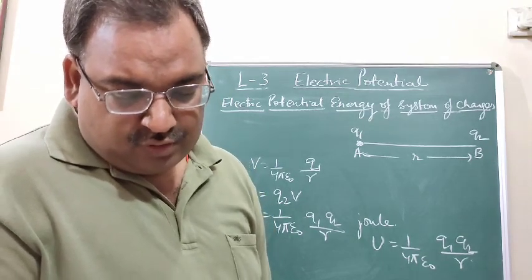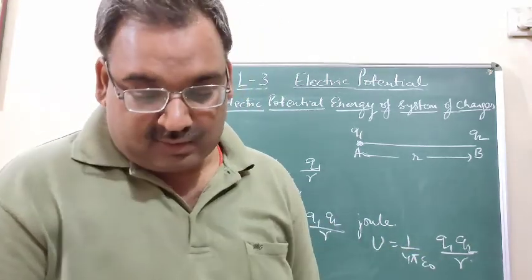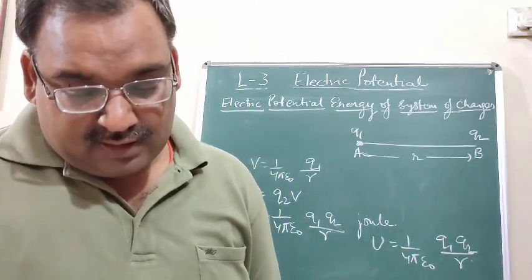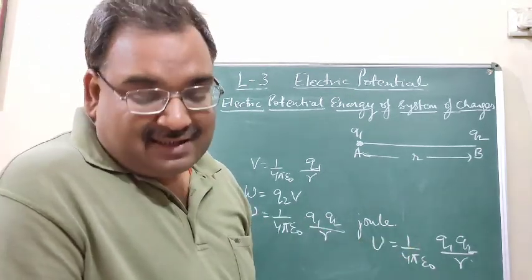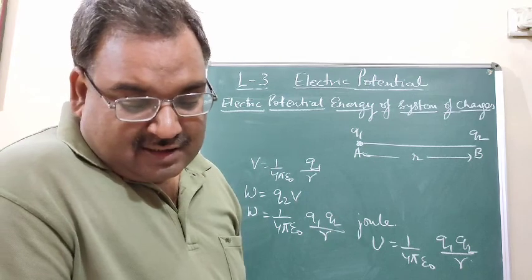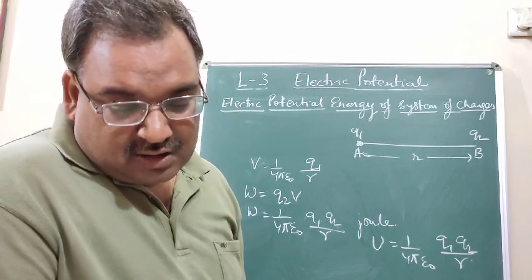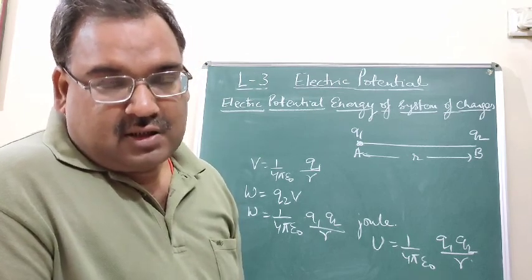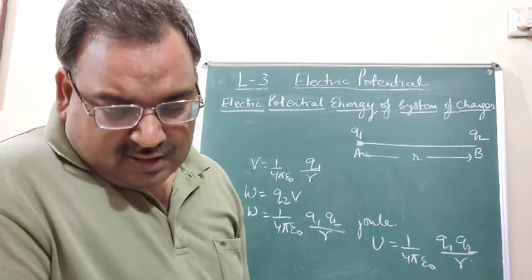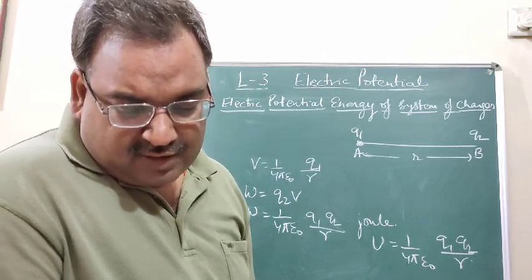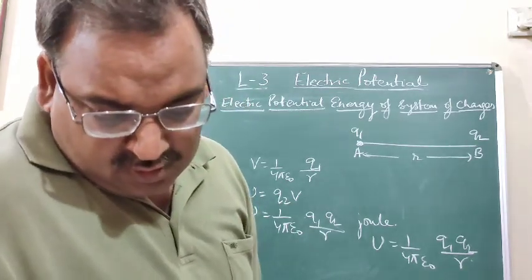Then the variation of U is inversely proportional to r. Is it clear? The variation of U is inversely proportional to r. That is, the potential energy decreases as the distance between the two charges increases. The variation of U with distance r between the charges is shown here.